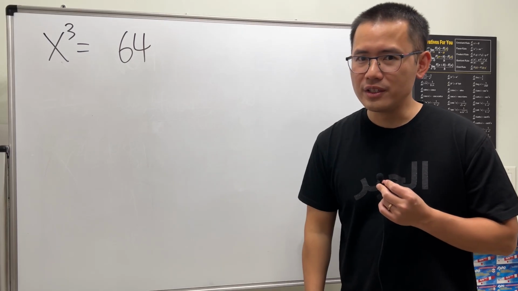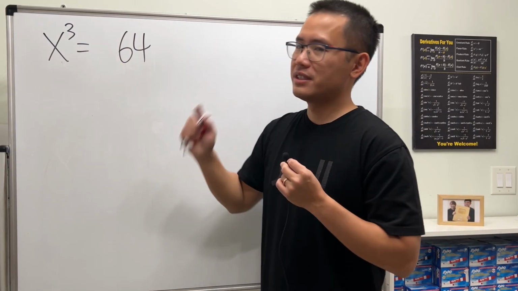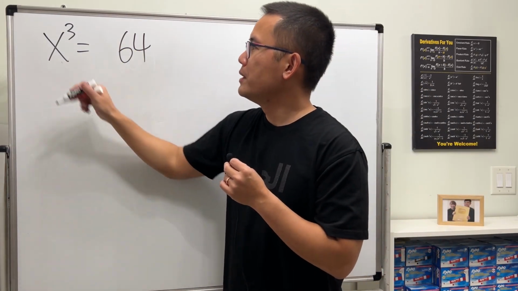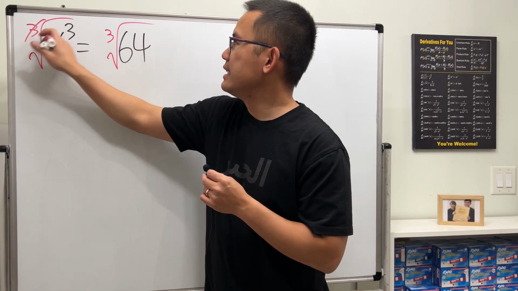I think you should start solving a perfect cube equation like this. Check this out. We have x cubed is equal to 64. To get rid of the cube, we will have to take the cube root to both sides so that this and that can cancel.